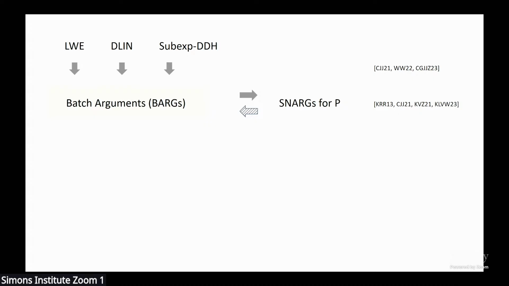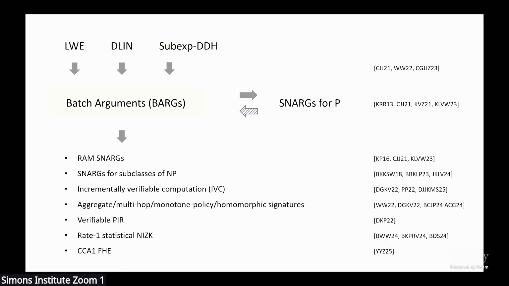So I'm going to talk about this application today, and there are a lot of other applications that I'm not going to talk about today. So we can get stronger proof systems. For example, we can have SNARGs for RAM programs. I'm going to mention this today. SNARGs for very interesting subclasses of NP. This is going to be the next talk. We can get incrementally verifiable computation. Benedikt talked about this, and we're going to see it tomorrow.